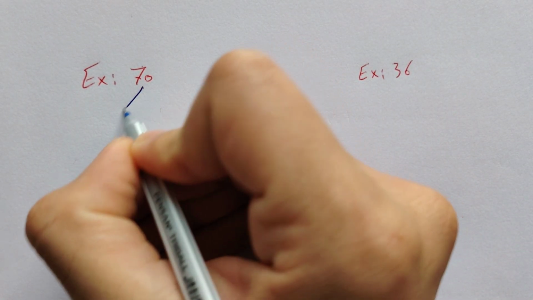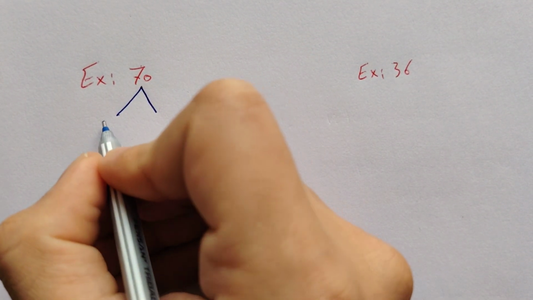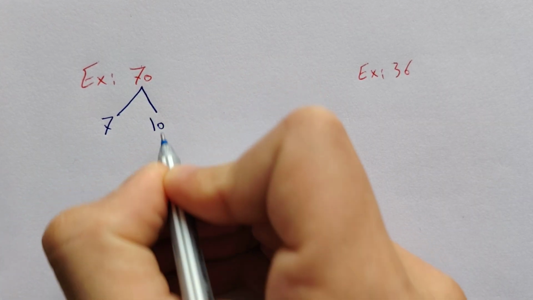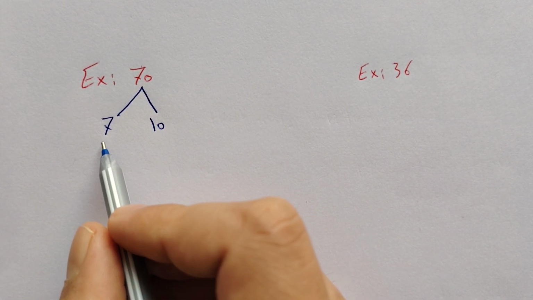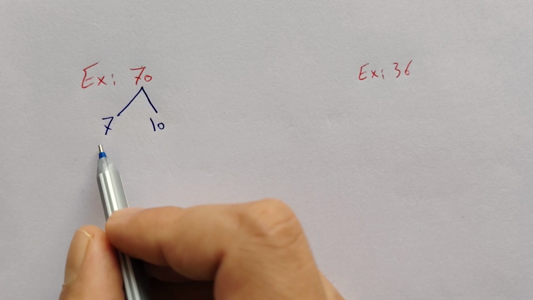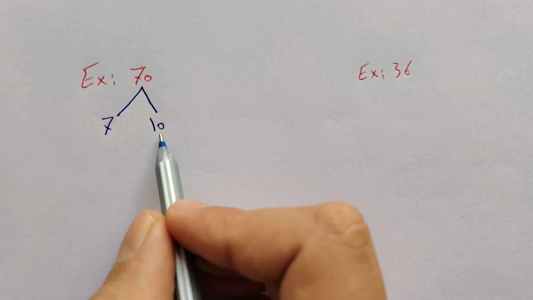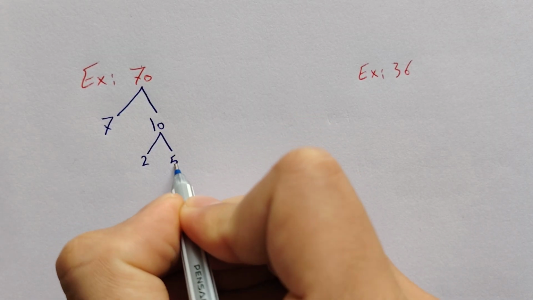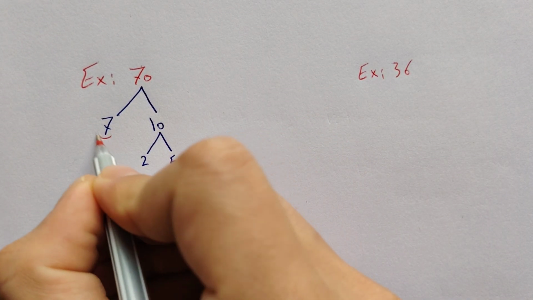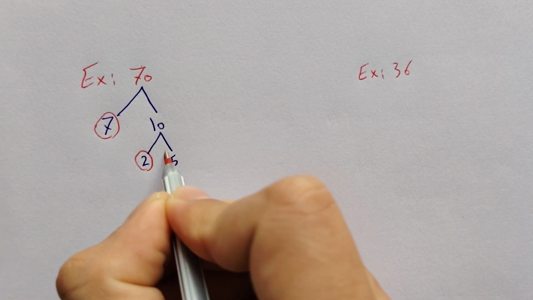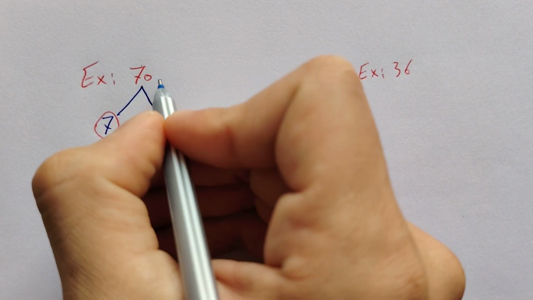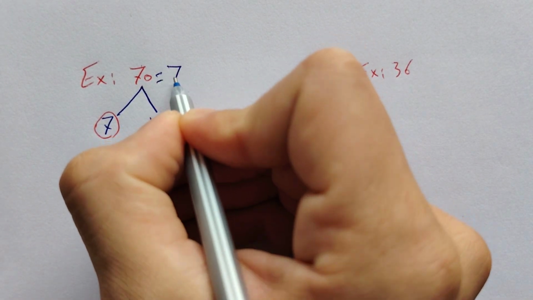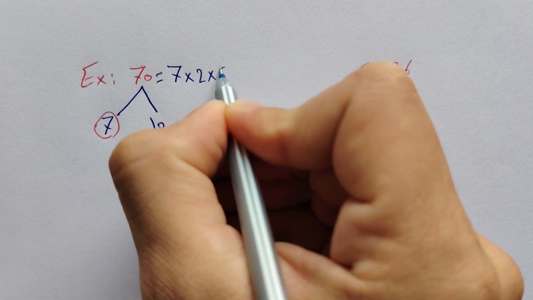Okay, another example, 70. We break it apart, it's 7 times 10. Now 7 is a prime number already, so we don't touch it because we only have 1 times 7. But 10 is not a prime, we break it apart still, it will be 2 times 5. Now 7 is prime, 2 is also prime, and 5 is also prime. So 70 will be 7 times 2 times 5.